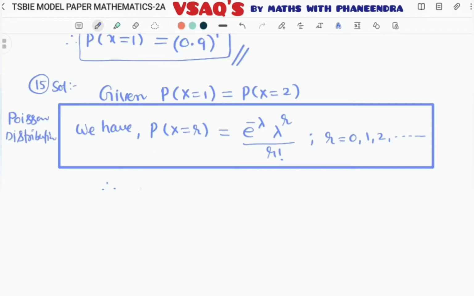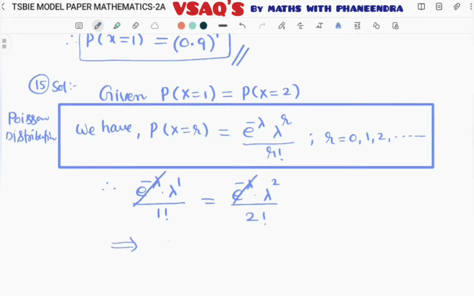So therefore r is equal to 1, substitute: e power minus lambda, lambda power 1 divided by 1 factorial, which is e power minus lambda, lambda power 1 by 1 factorial. Here r is equal to 2 in this case, so e power minus lambda, lambda square by 2 factorial. So on both sides e power minus lambda you can cancel it.